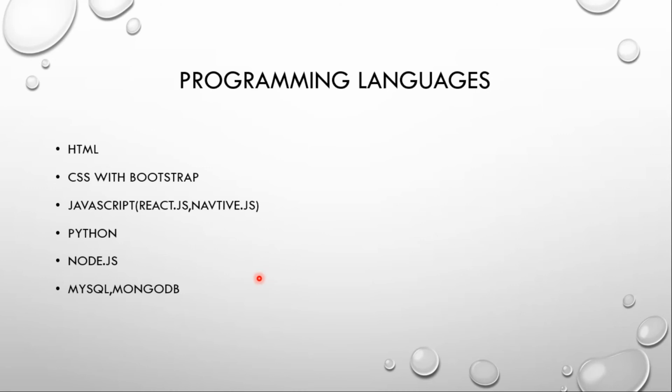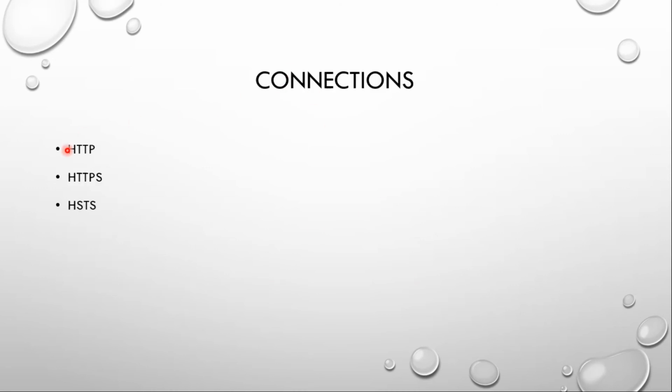Next we are going to see about connections. In a website there are three types of connections. The first one is the HTTP connection, Hypertext Transfer Protocol. It transfers a text file from one computer to another, or consider it a computer to a server. Like when you are opening Facebook, it communicates with the Facebook server using HTTP and just sends a text file.